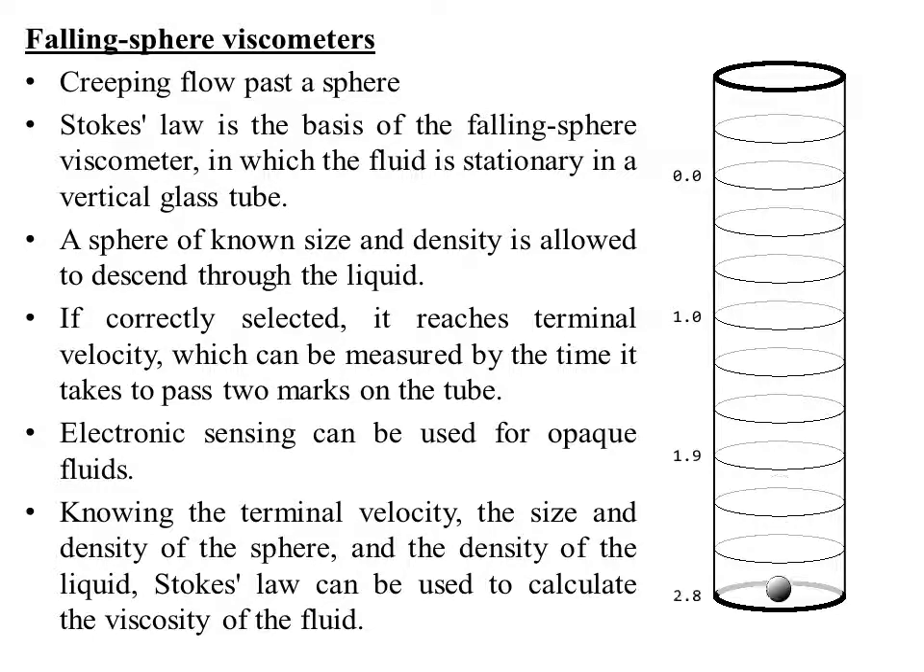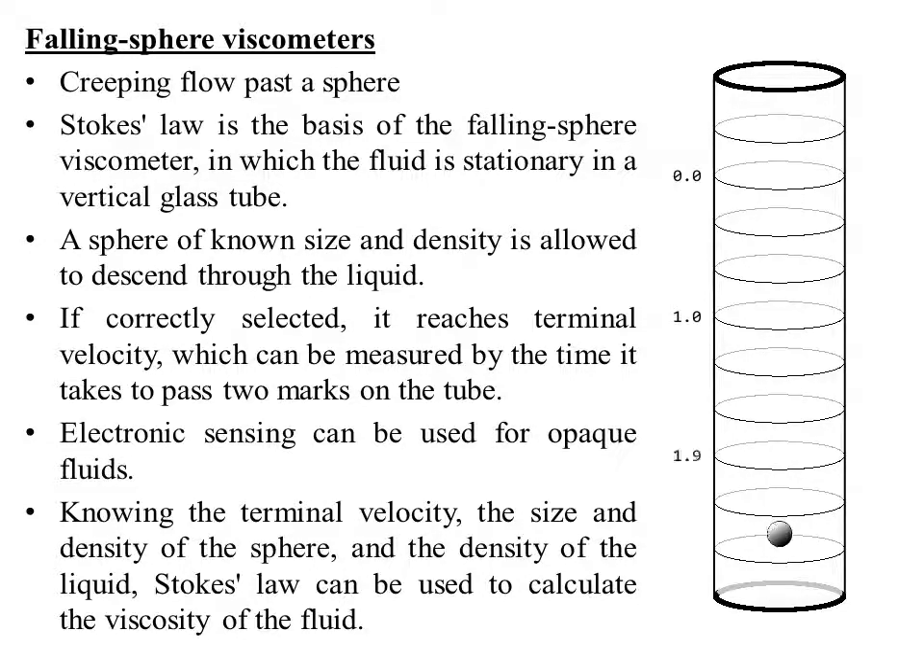Next is the falling sphere viscometer, which we might have used in labs. With creeping flow past a sphere, Stokes' law is the basis for this type of viscometer, in which the fluid is stationary in a vertical glass tube and a sphere of known size and density is allowed to fall through the liquid, and you measure the time taken by the ball to travel a certain distance. If correctly selected, it reaches the terminal velocity, which can be measured by the time it takes to pass through two marks on the tube.